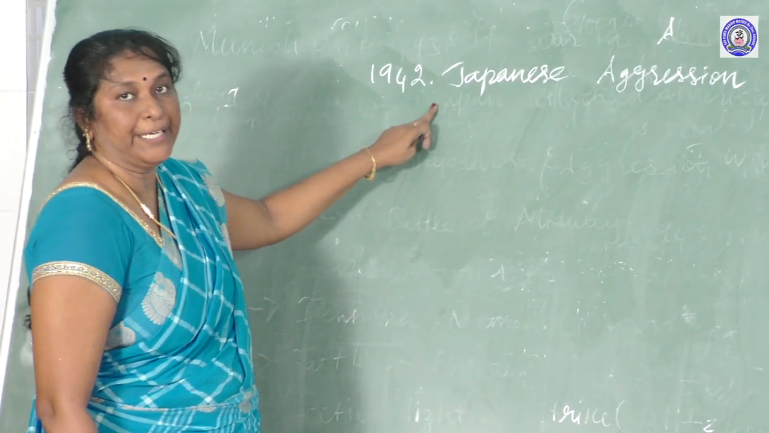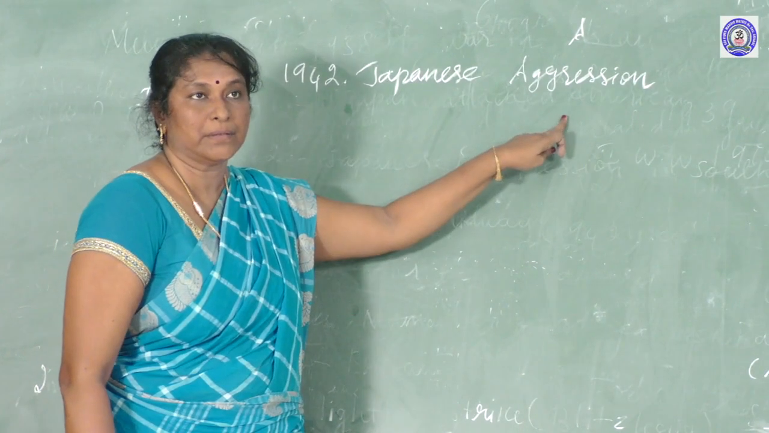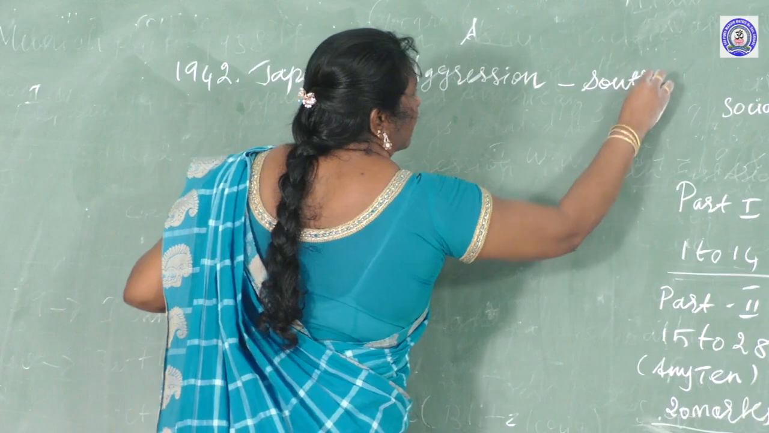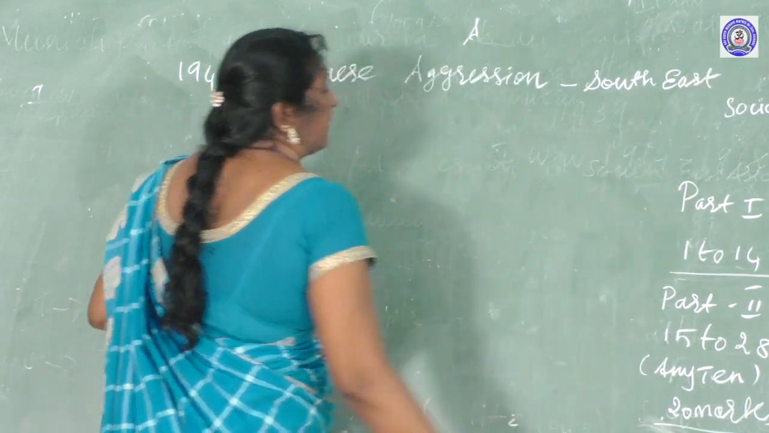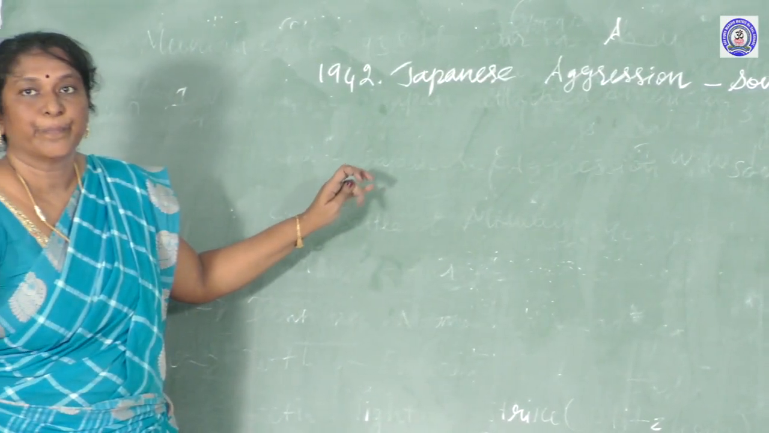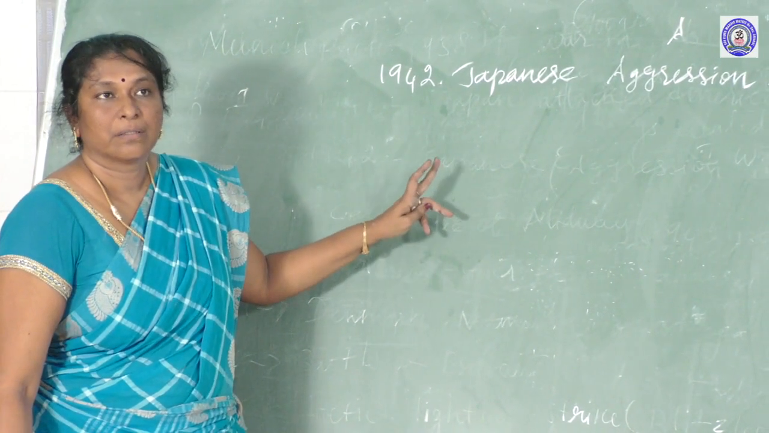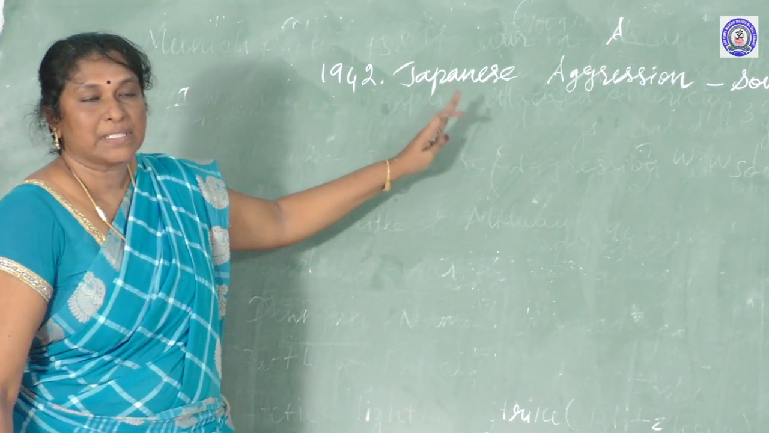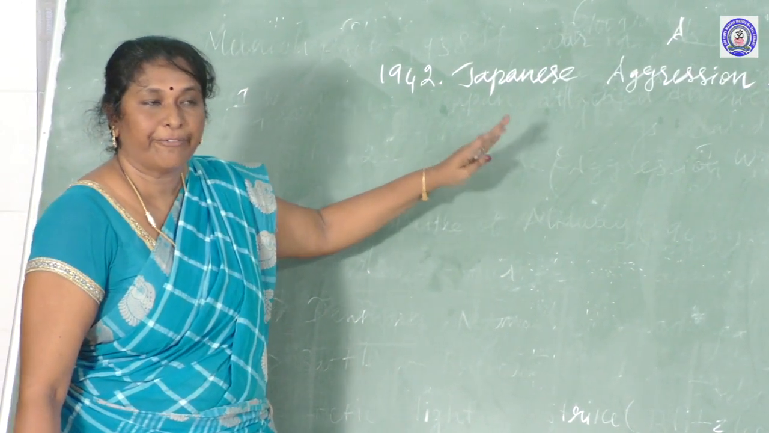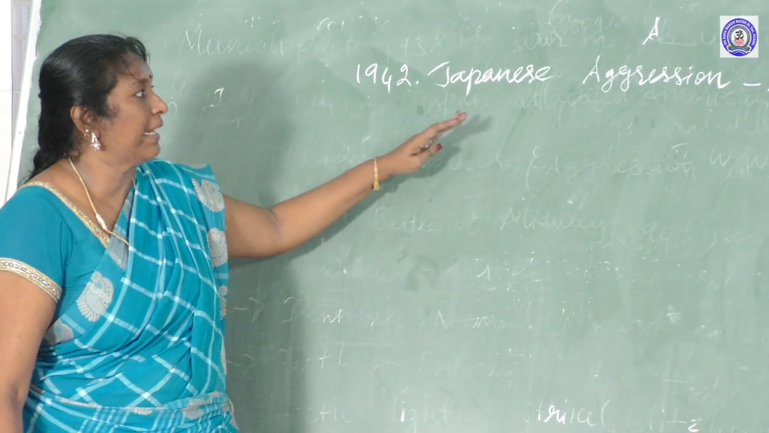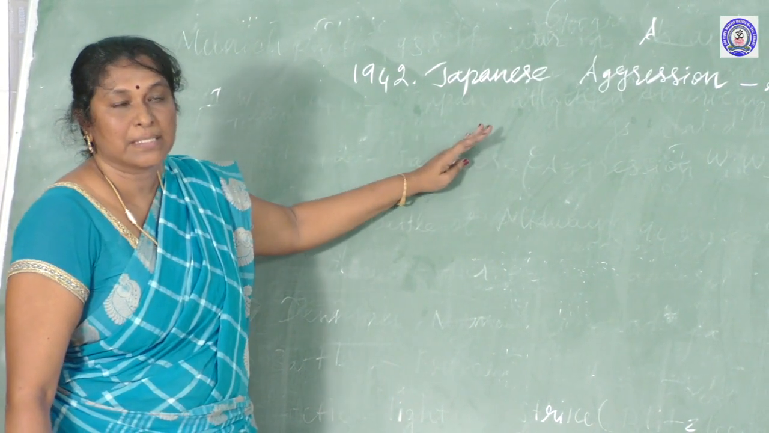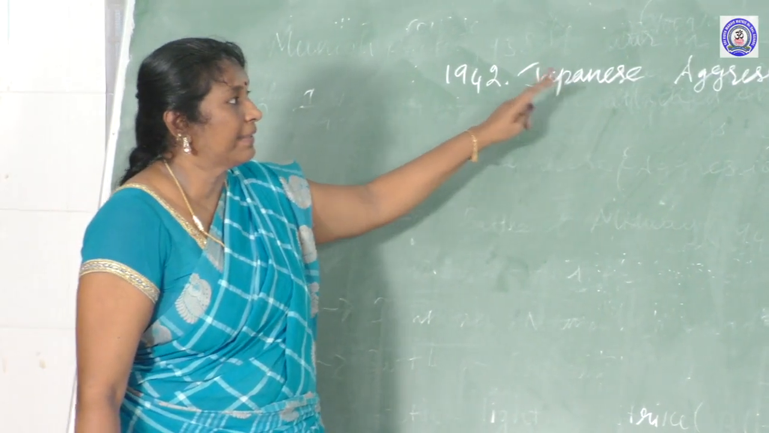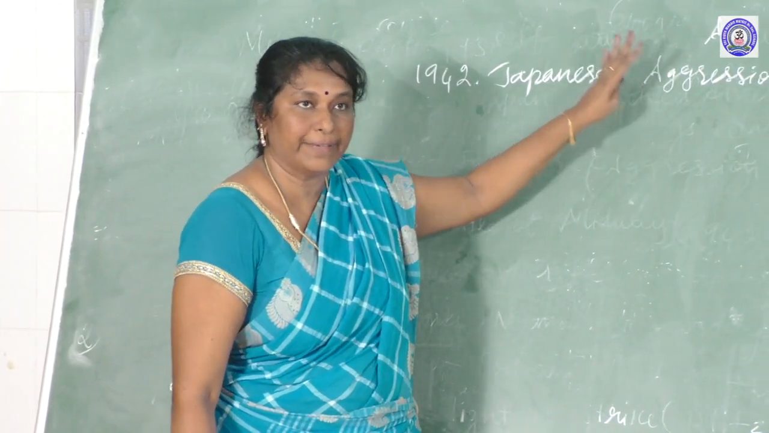Next, in 1942, Japanese aggression in Southeast Asia. Japan occupied the countries of the Philippines and Hong Kong. These Southeast Asian countries fell into Japan's hands. First, in this region, the Allies failed. What was the reason the Allies failed in this region? Because of inadequate preparation. That is why Japan attacked the Southeast side. First they got the victory.